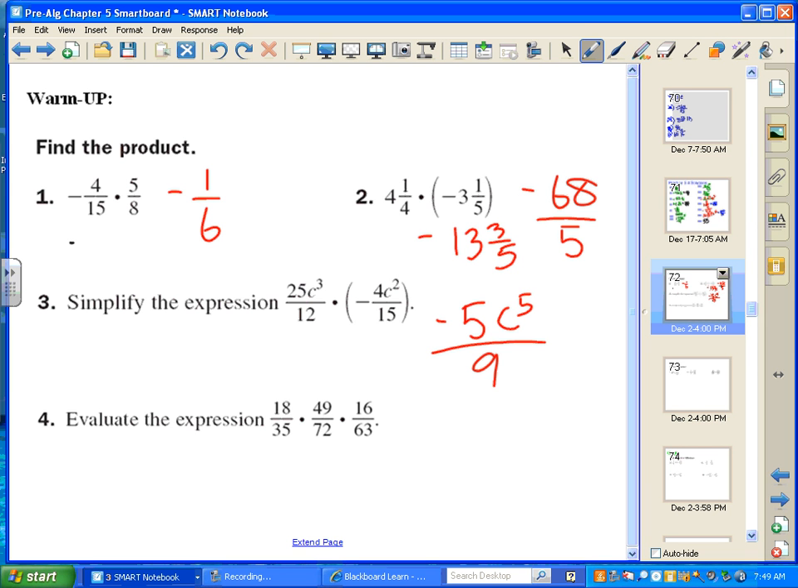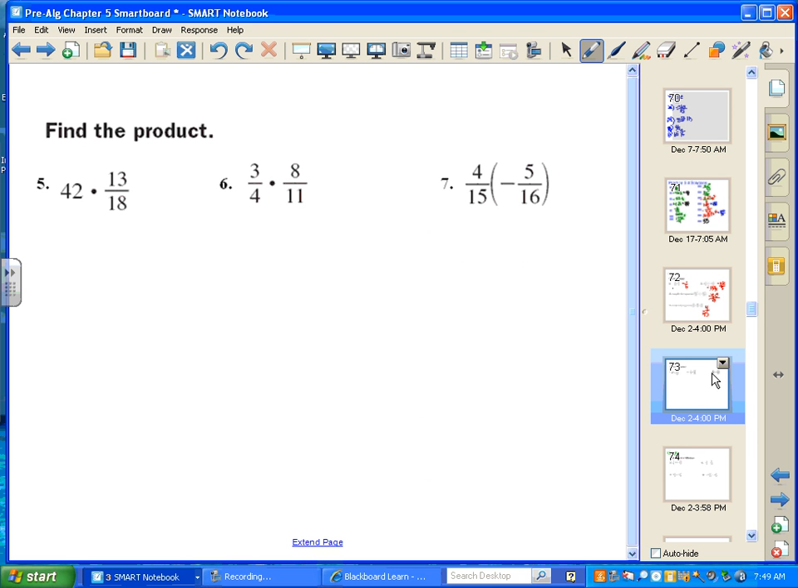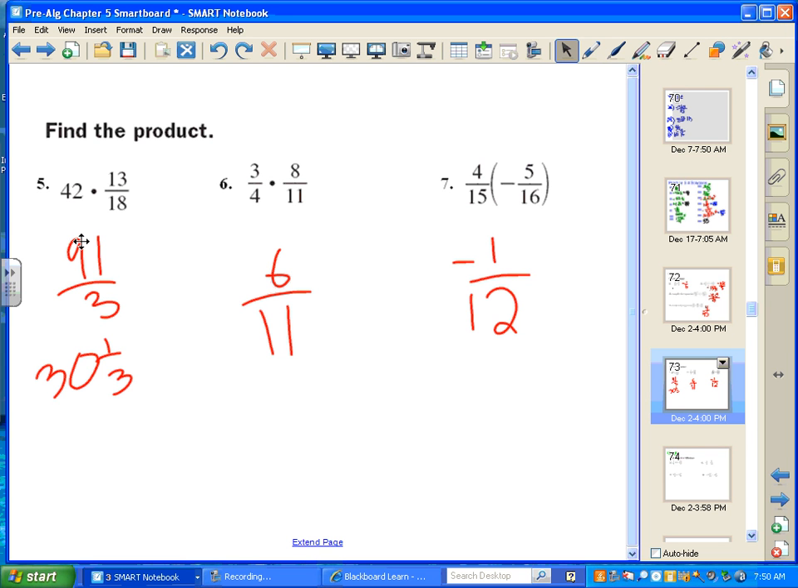45th. No. Close though. Annalise? You did not simplify, I believe. Emma H? Good. 4/45. Okay, number 5. Charles? Good, 91/3 or 30 1/3. Number 6, Matt? Good, 6/11. Jeremy, number 7? Good, -112. Okay, before I move to the other warm-up, questions on this one?